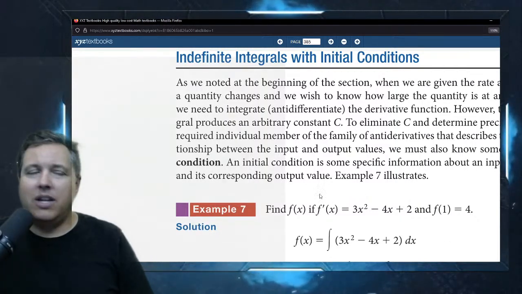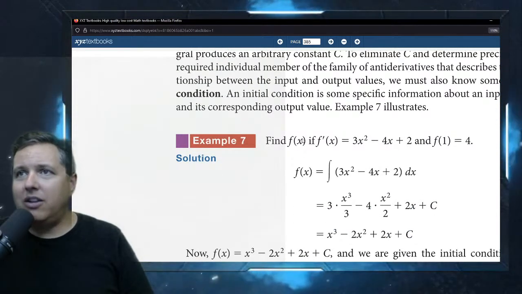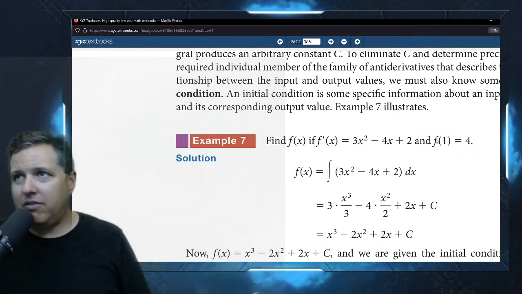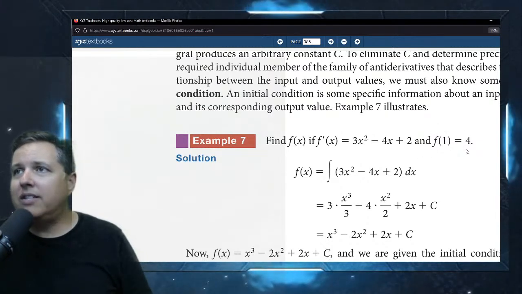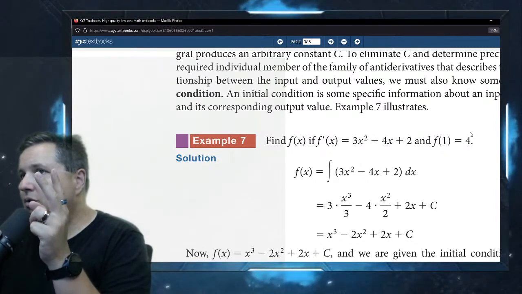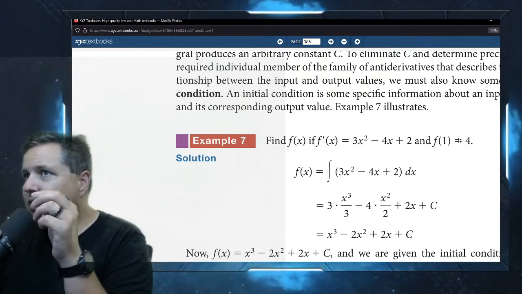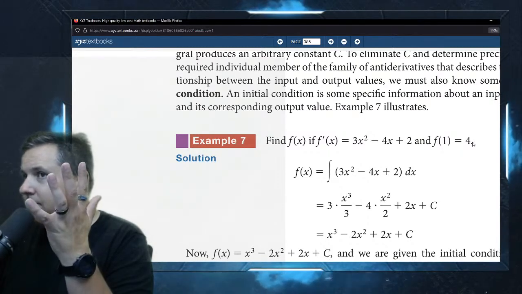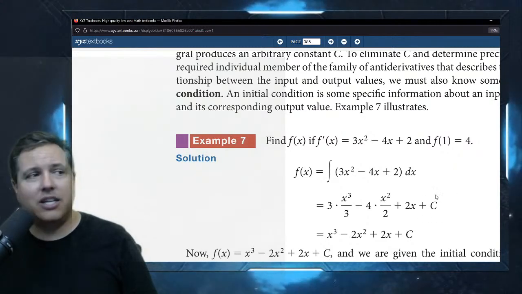Okay. So what do we have going on here in a problem like this? It says, find the function if f prime of x, so if the derivative is 3x squared minus 4x plus 2, find the antiderivative, but we also have been given some additional information that f of 1 is equal to 4. So what did they really just give us? They gave us an x and y value for the function f, right? The thing in the parentheses is an x value. The thing over here is a y value. So what they gave us was extra information that we can use to solve for this particular c, right?